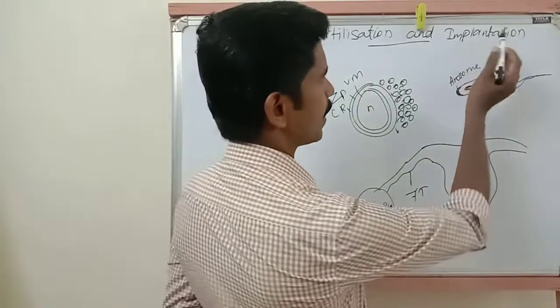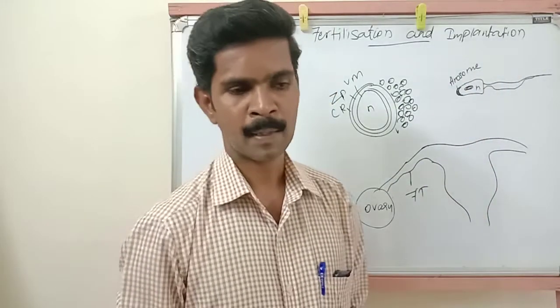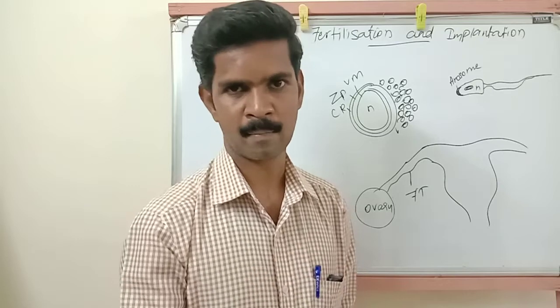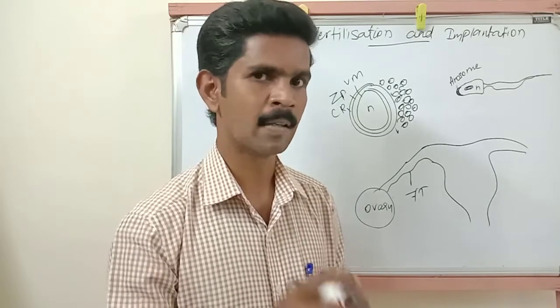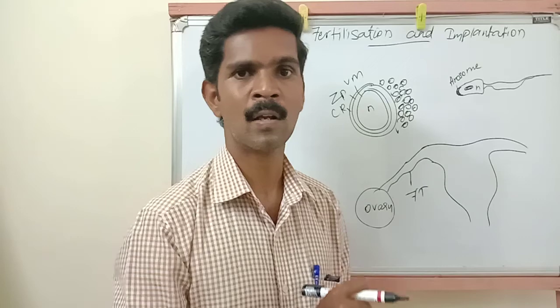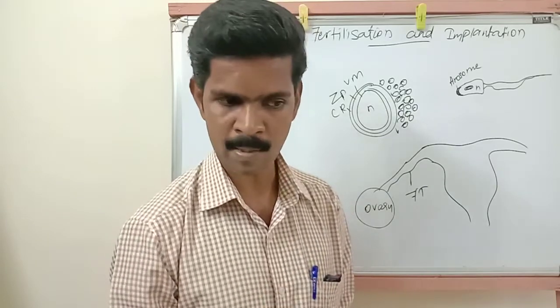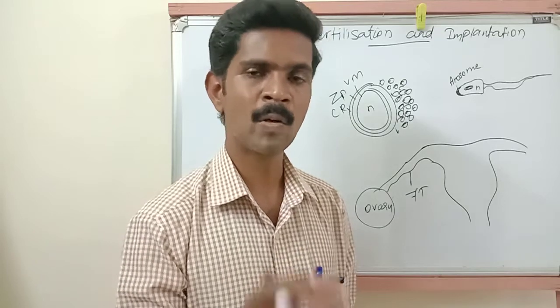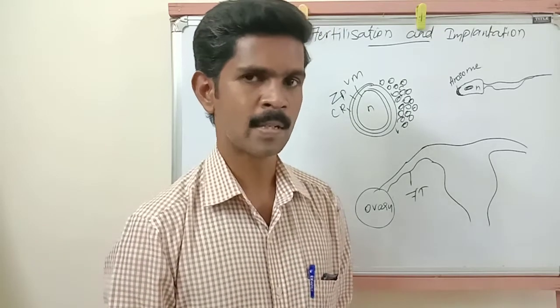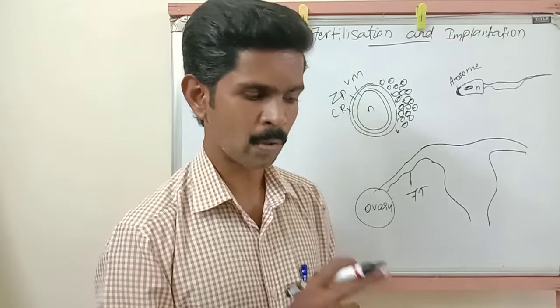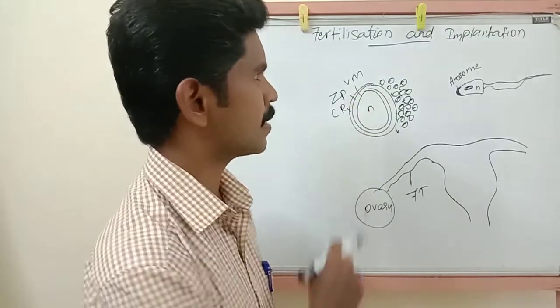Next, implantation. Implantation means the process of fixing of the fertilized egg, or the zygote, inside the wall of the uterus. So the process of fixing the zygote in the wall of the uterus is called implantation. First we are going to study fertilization and implantation.